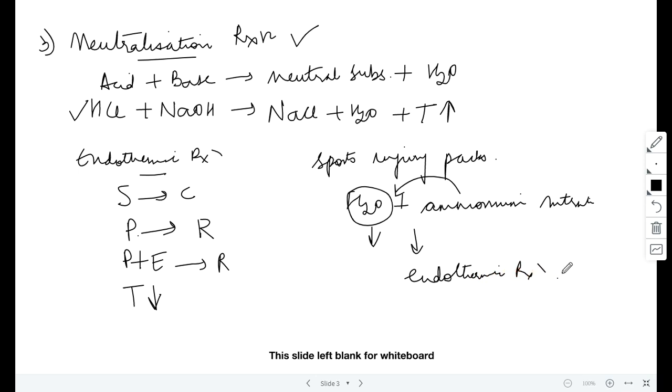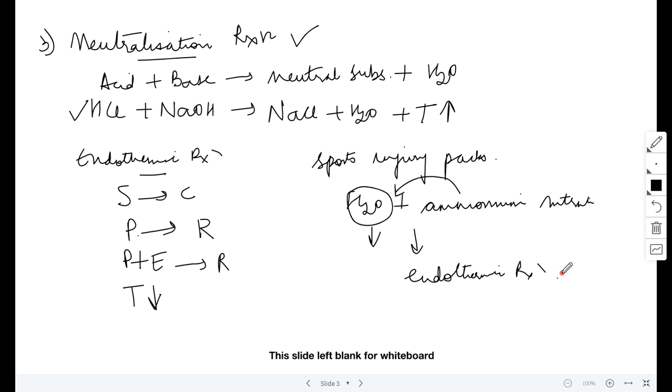Is it clear to you? Yeah. So it is going to give the endothermic reaction. That's a very common example. If in a question you are being asked about sports injury packs, when they are being used as a cold pack just to avoid swelling, that is basically due to the endothermic reaction. So that you understood. Yeah, just to avoid that swelling. To avoid that swelling, that means the heat is going to be absorbed.